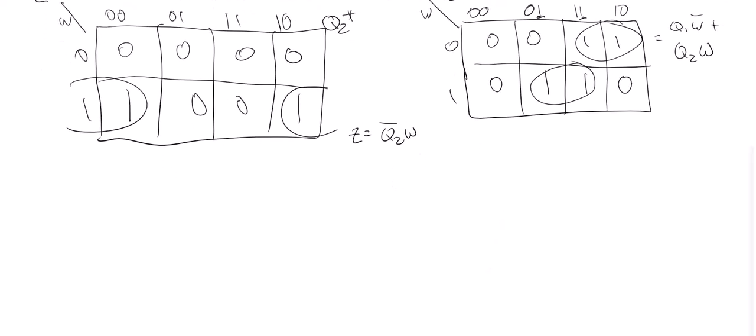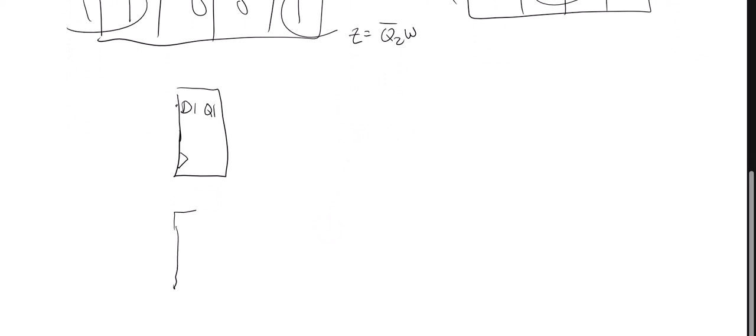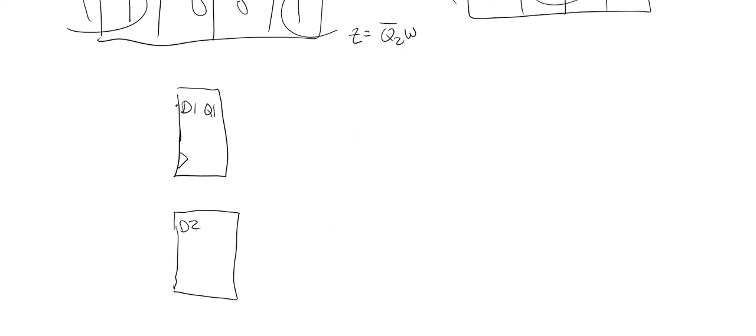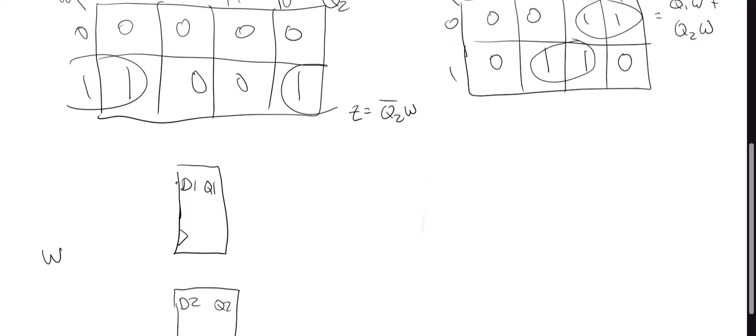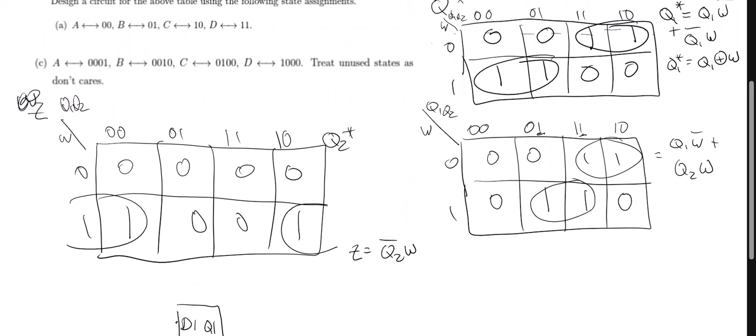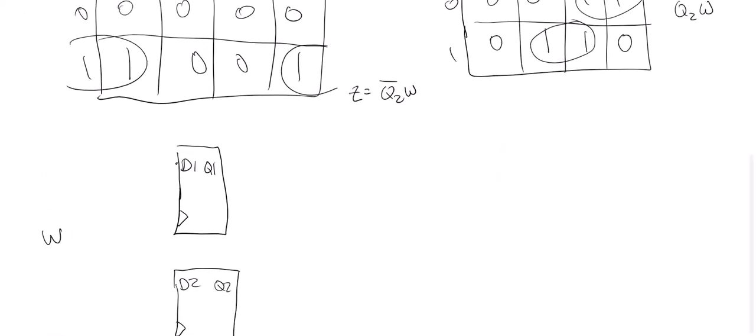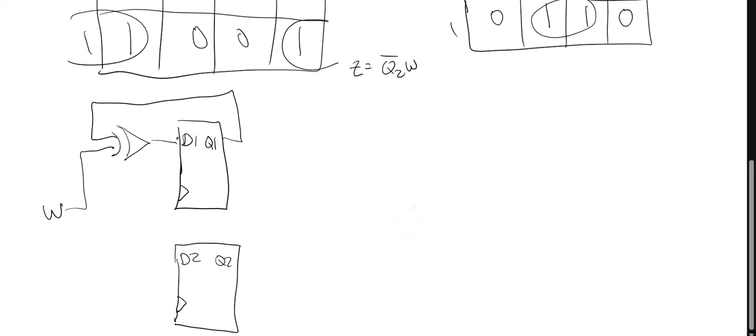So here's my circuit. I will have D1, Q1, and D2, Q2, and I have my input was W. And Q1 star was Q1 exclusive OR W. So I have an exclusive OR, and it's the exclusive OR of Q1 and W.